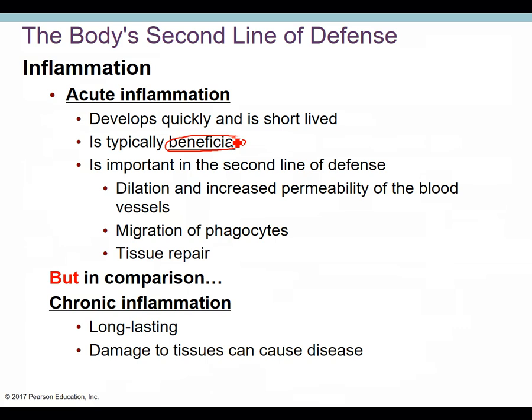However, if you have chronic inflammation, which is long-term inflammation, then you would want to try to minimize that, because chronic inflammation causes damage to tissues, and that can be much more significant. And so it's important for a physician or for a clinician to distinguish between acute inflammation and chronic inflammation.